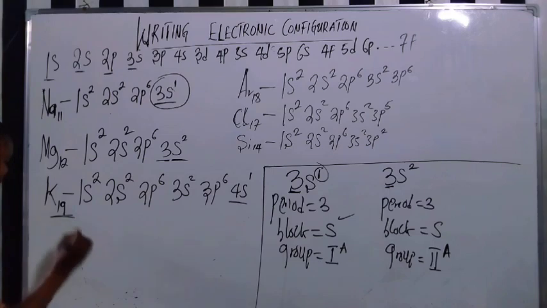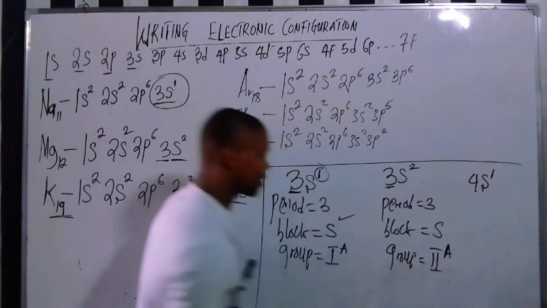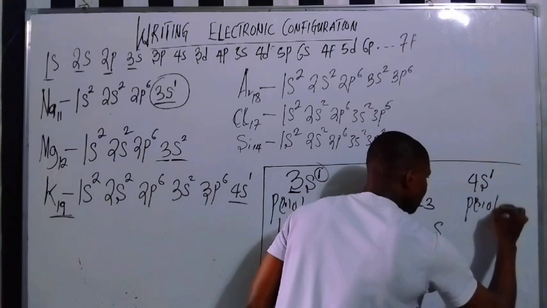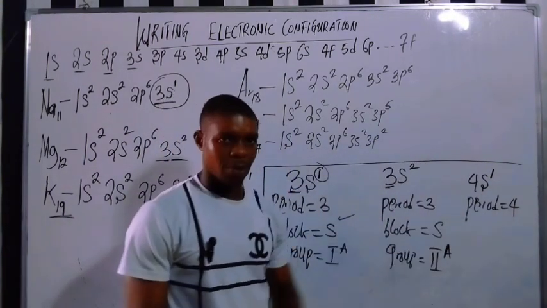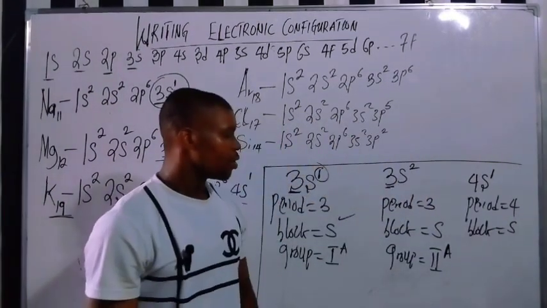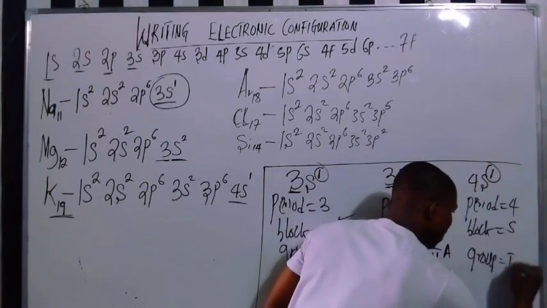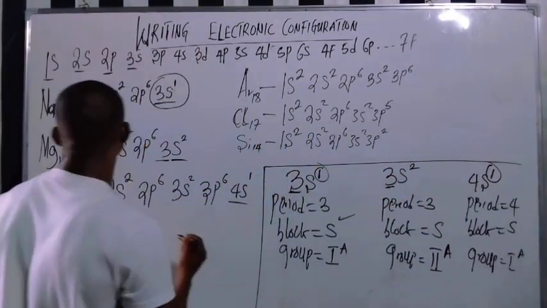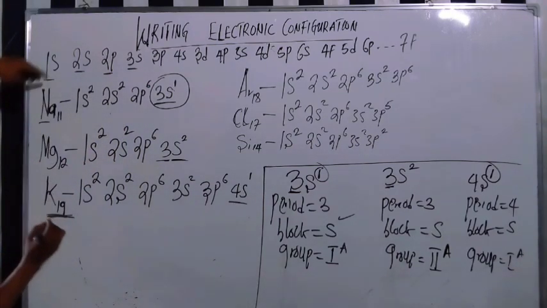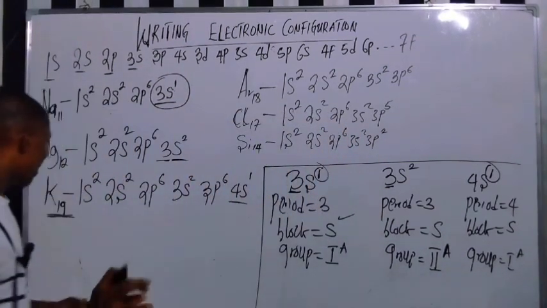Now, if you look at potassium, which is 4s1, right? What is the period? Period 4, right? What is the block? The block is s, right? What is the group? Here is one, so group 1A. It means that if you check sodium and potassium, they are in the same group because they are group 1 and group 1. As easy as that.